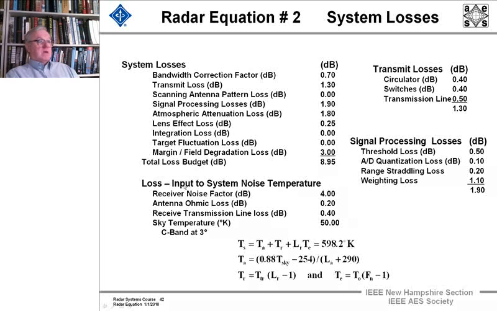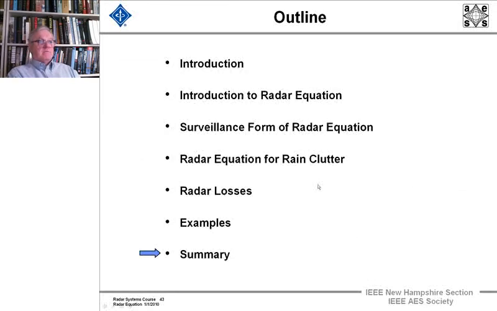And the losses on the input to the system noise temperature are these, and when you plug those numbers in, you get 598.2 for the total system noise temperature. The transmit losses, which are over here, are 1.3 dB, and they break down into these. And the signal processing losses of 1.9 dB break down into these. And you get the attenuation loss off a graph. So that's how it all fits together.